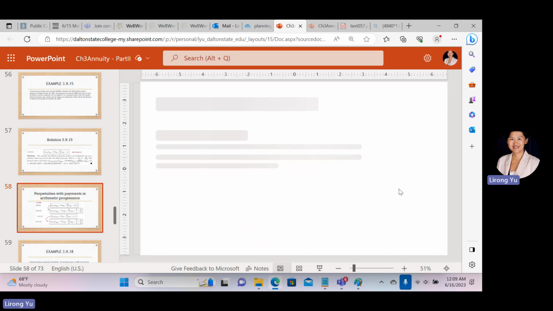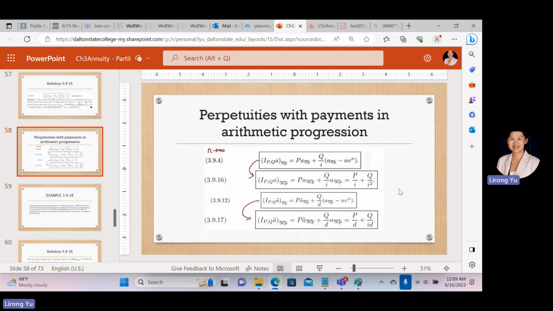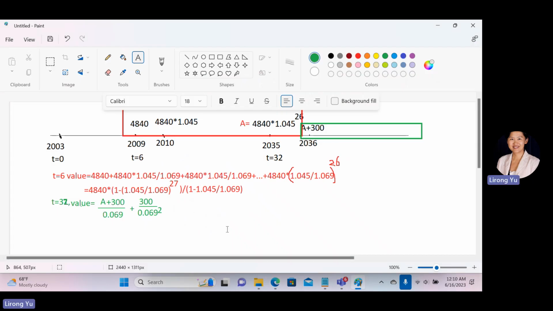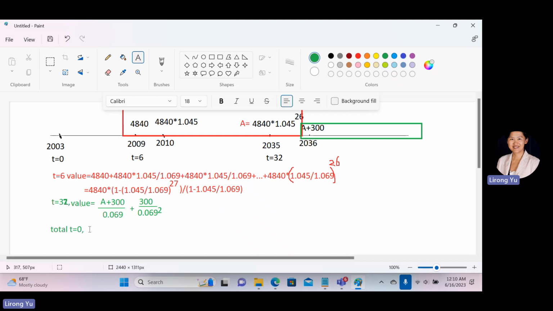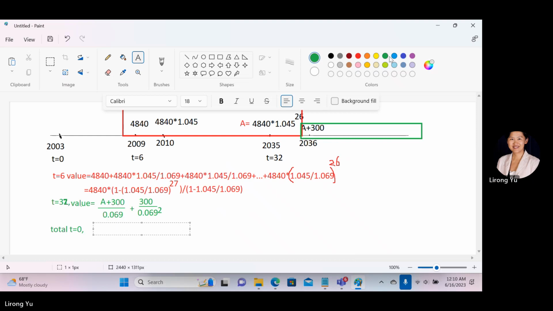One of the examples is directly this formula, it's 3.9.16. That's the one I'm using. Let's see. But then we have the red part and the green part, we have to discount them to time 0. So the total value at t equal to 0, we discount both of them. So the first one will be, let's total them.